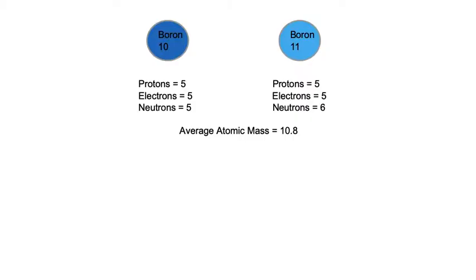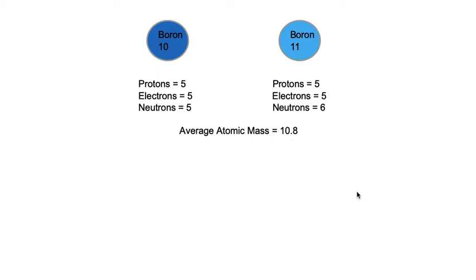And so let's look at an example. Let's look at an example of boron. Boron has two isotopes, so two atoms with different numbers of neutrons. Boron 10 has 5 protons, 5 electrons, and 5 neutrons. And boron 11 has 5 protons, 5 electrons. Then what makes it different is that it has 6 neutrons. So boron 11 is a little bit heavier. It has a mass of 11 atomic mass units versus boron 10, which is 10 atomic mass units.